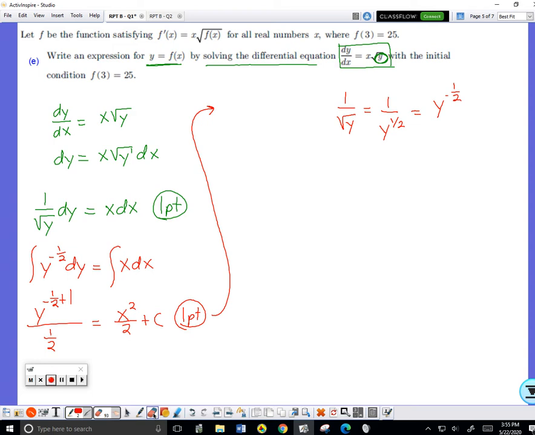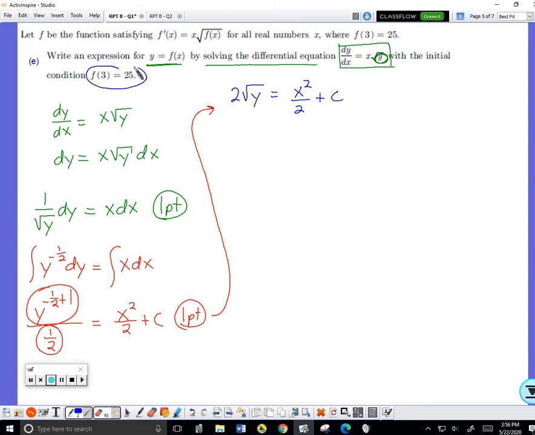Okay, you're going to erase this now. Okay. Dividing by 1/2 is the same thing as multiplying by 2. Y to the 1/2 is square root of y. So now what I have is 2 square root of y is equal to x squared over 2 plus the constant.